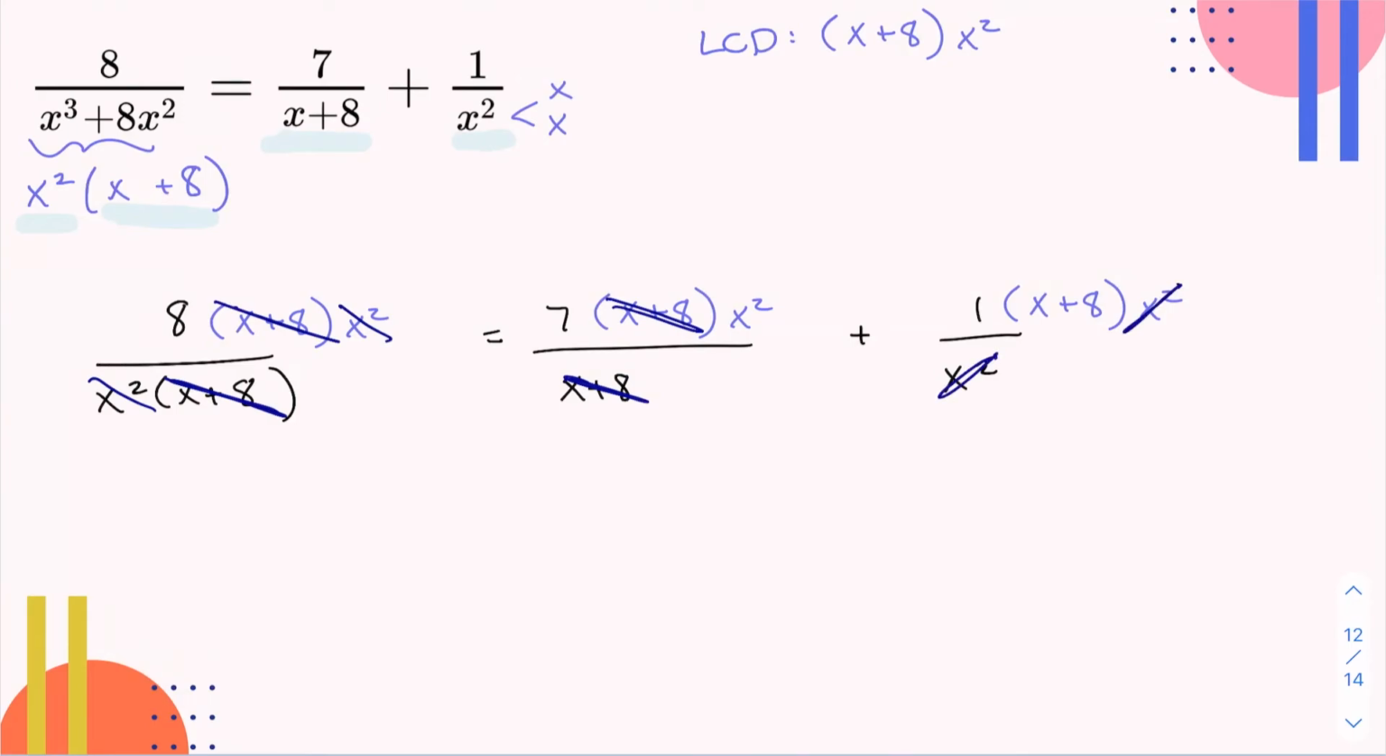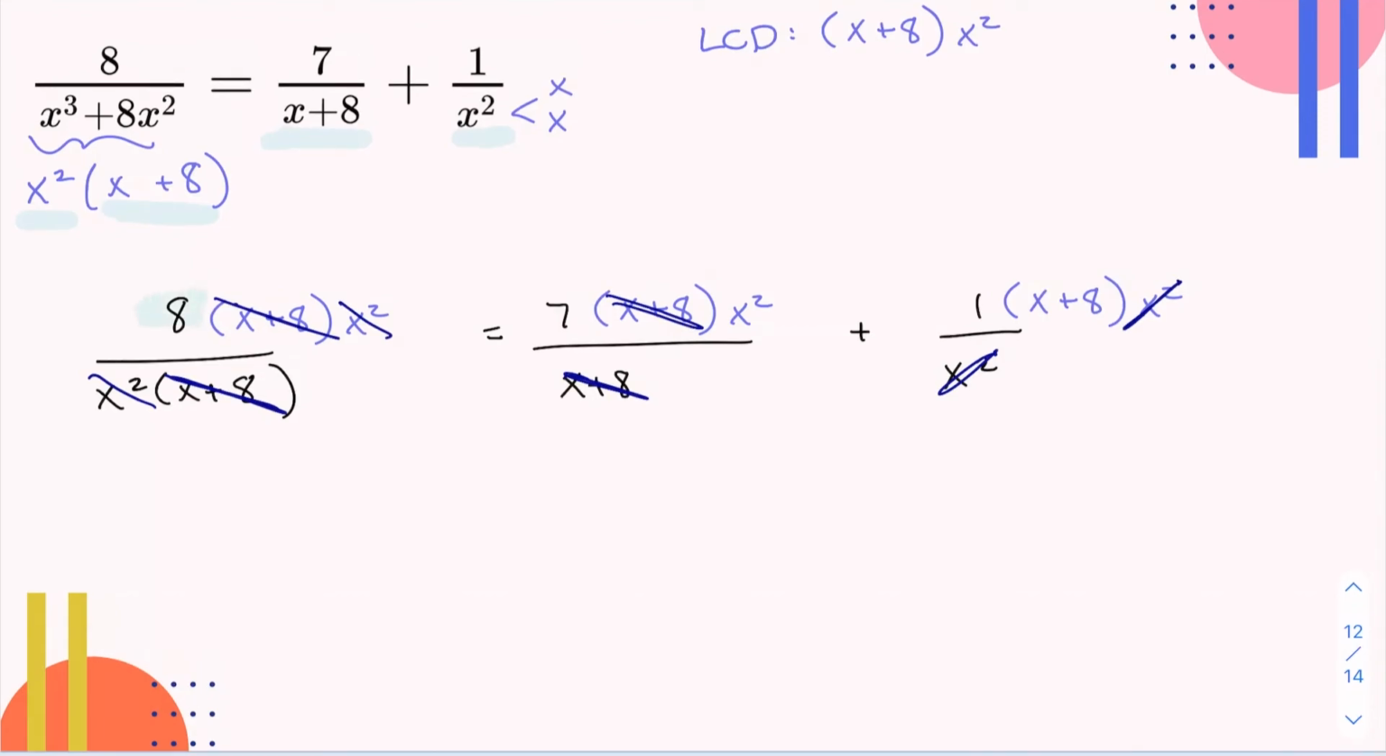So now I'm going to rewrite this equation with all this stuff canceled. I've got an 8 left here, a 7 and an x squared left over here, and a 1 times x plus 8 here. So I'm going to go ahead and rewrite that. That is going to be 8 equals 7x squared plus 1 times x plus 8, which is just x plus 8. Okay, that is a quadratic.